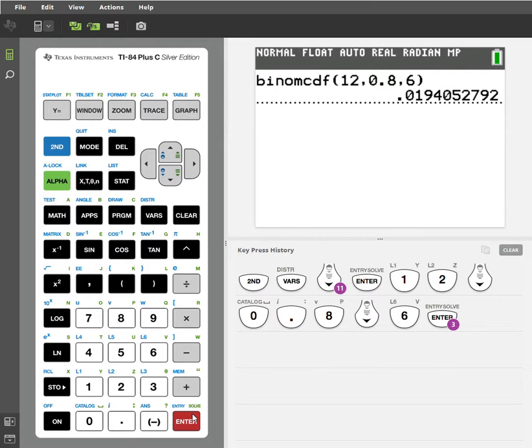Go ahead and hit enter, and that 0.019, blah, blah, blah, is the probability that 6 or fewer jurors on a jury with 12 jurors are going to be Mexican American.